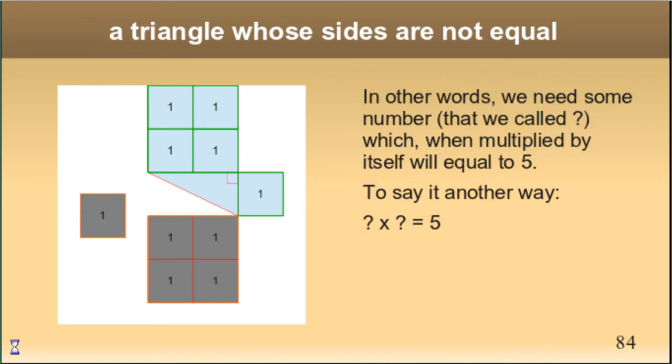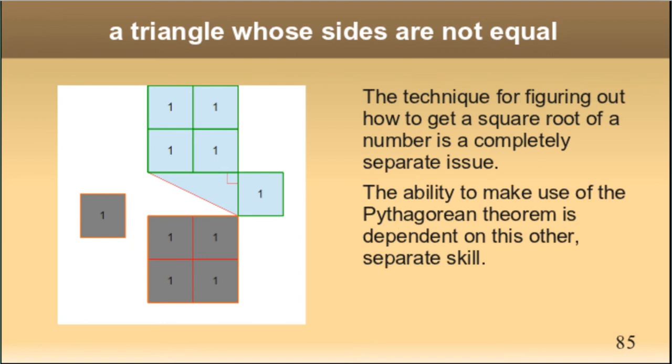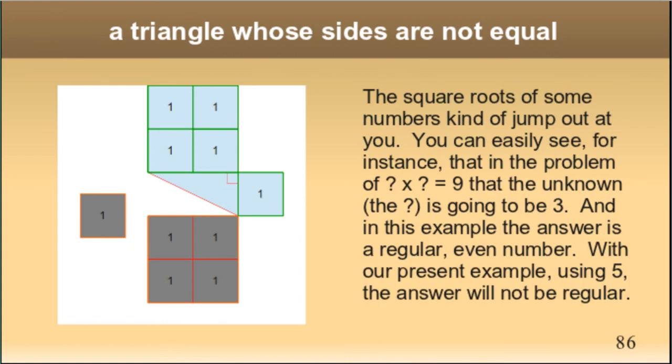In other words, we need some number that we represent with a question mark, which when multiplied by itself will equal 5. To say it another way, whatever times whatever equals 5. And the technique for figuring out how to get a square root of a number is a completely separate issue. The ability to make use of the Pythagorean theorem is dependent on this other separate skill.